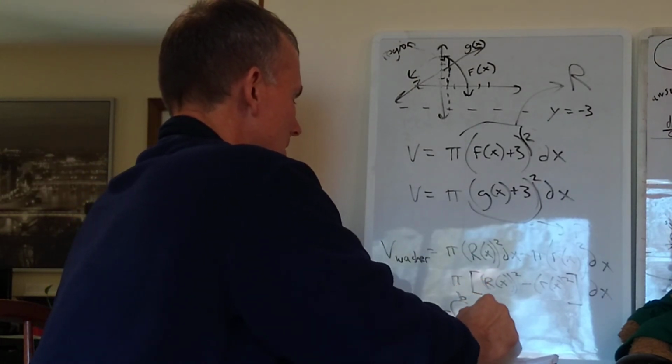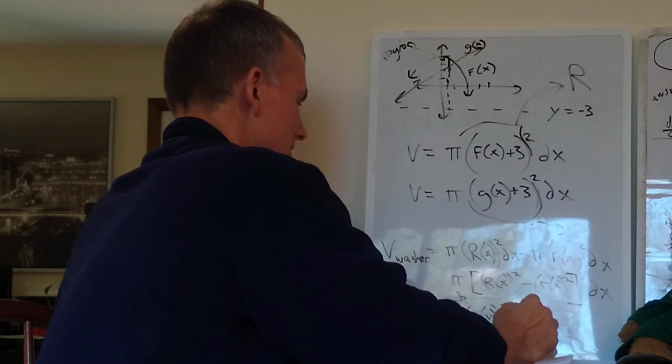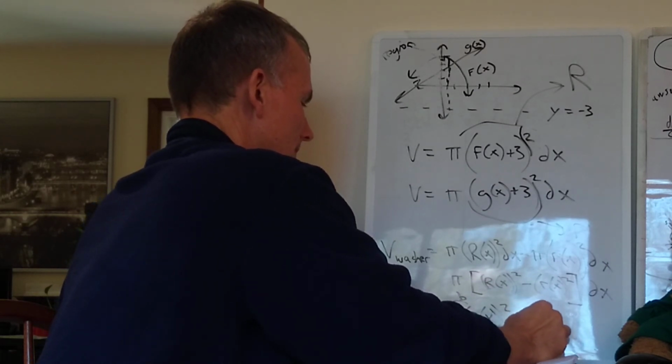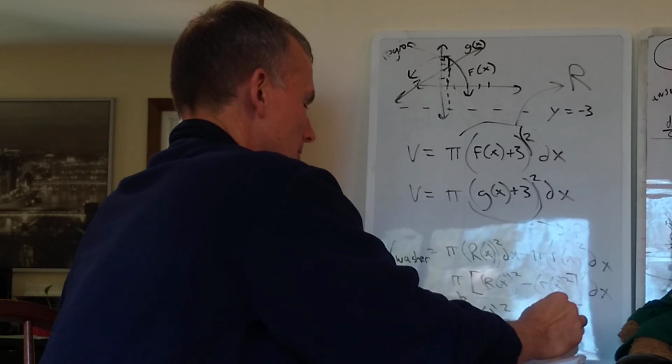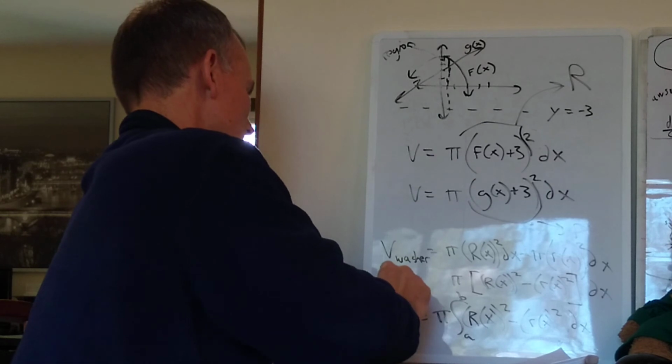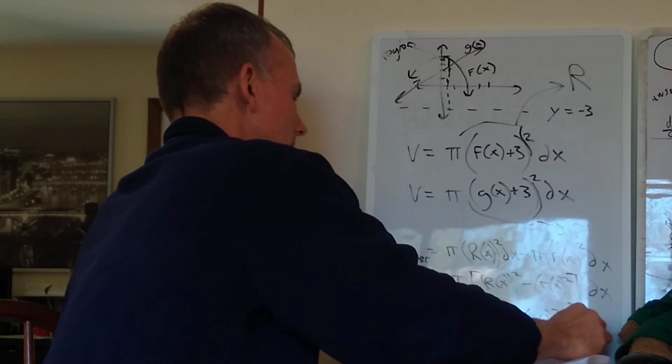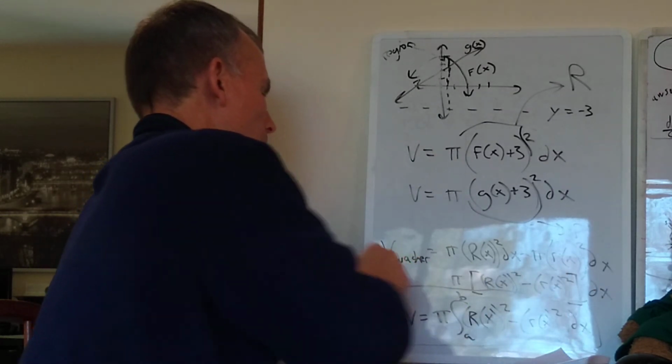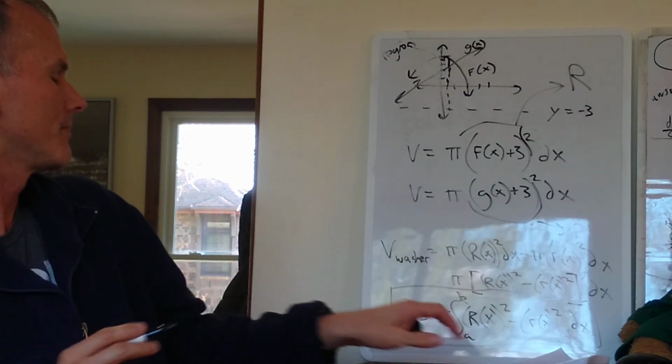Big R squared minus little r squared times dx, and I'm going to put a box around that. That is called the washer formula.